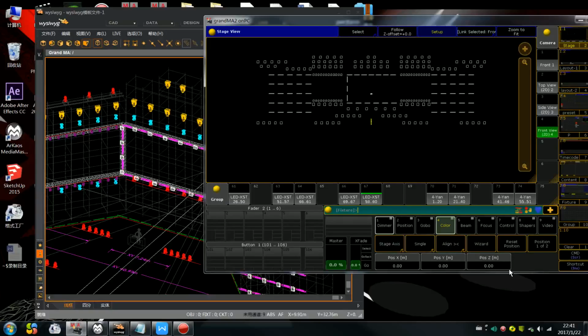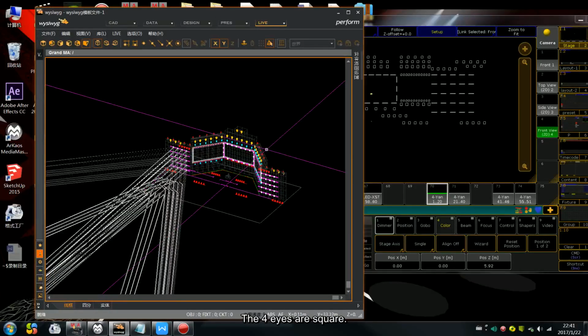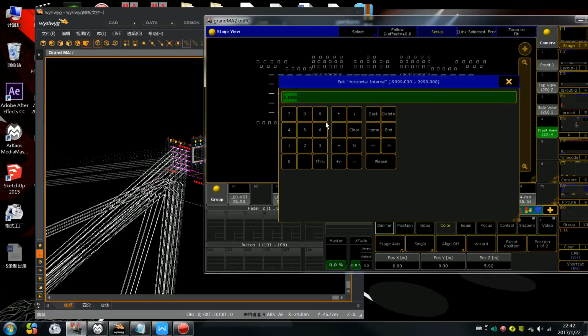And this, 2. 5 meters away because five. These two are paired. Four eyes. The 4 eyes are square. Matrix. Take a look first. Try the new 2 meters of rise. 2.